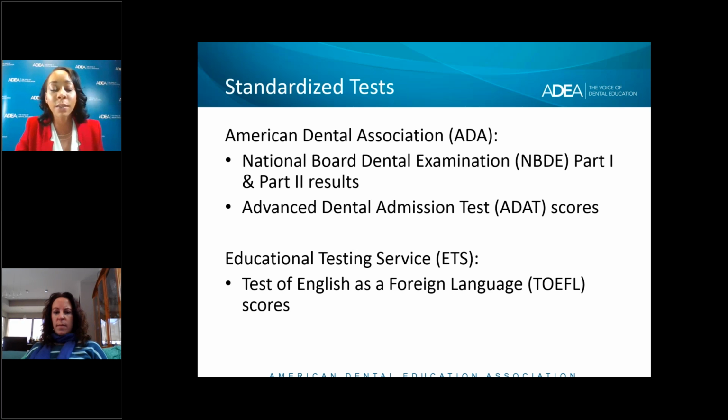The next thing that is important to note is that the official TOEFL scores have to come from the ETS. In order to provide your scores to CAAPID programs, you have to provide the correct institution code. The institution code for ADEA CAAPID is the letter B, the number 451, and it's B451, American Dental Education Association, ADEA CAAPID.